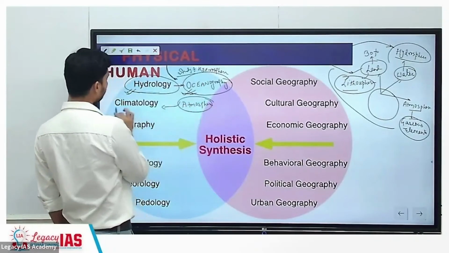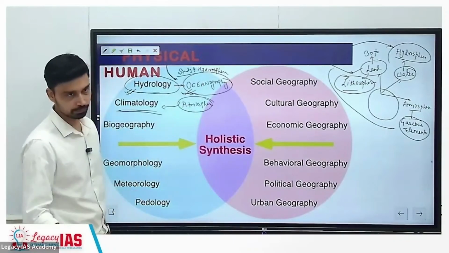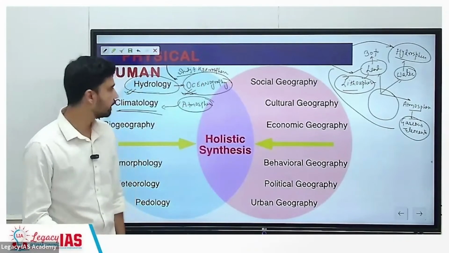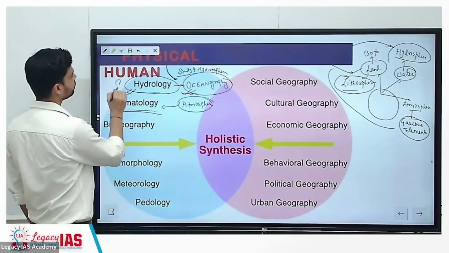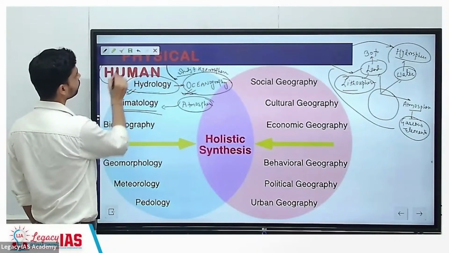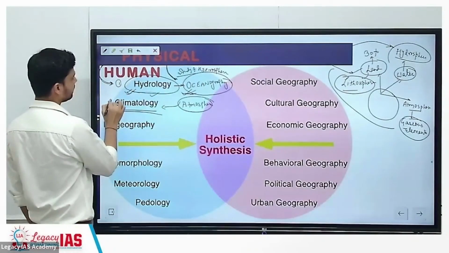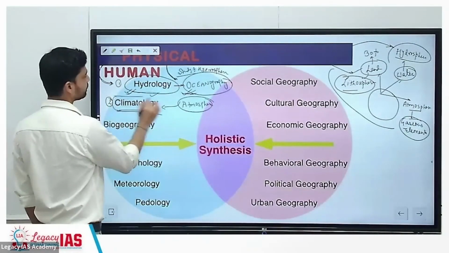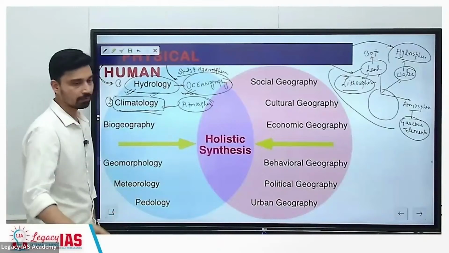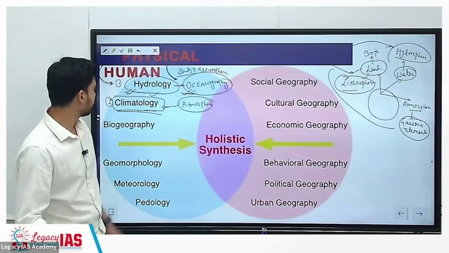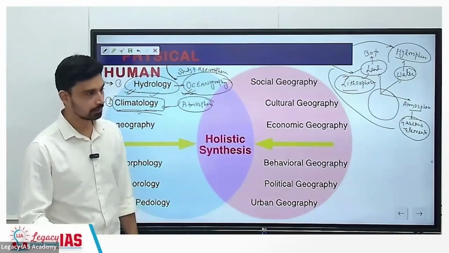Second, when you look at the gaseous part, that is the atmosphere. The study of the atmosphere, what do you call it? Climatology. So that is the second branch of physical geography. The first branch of physical geography is oceanography. The second branch is concerned with the study of the atmosphere, and is referred to as climatology.